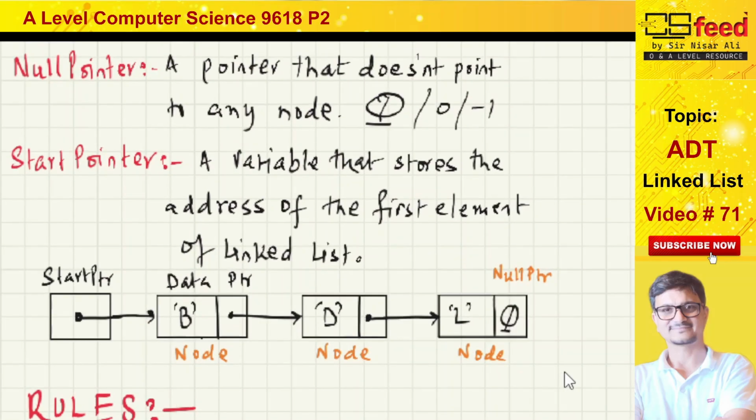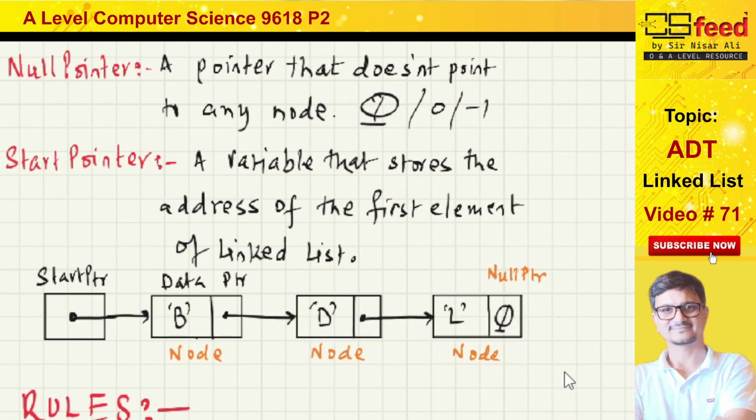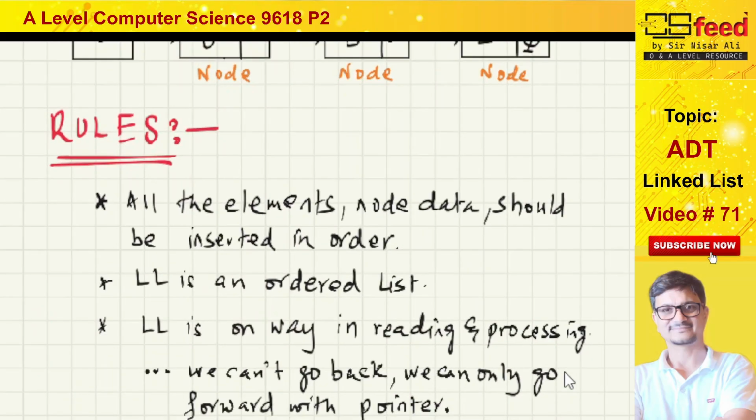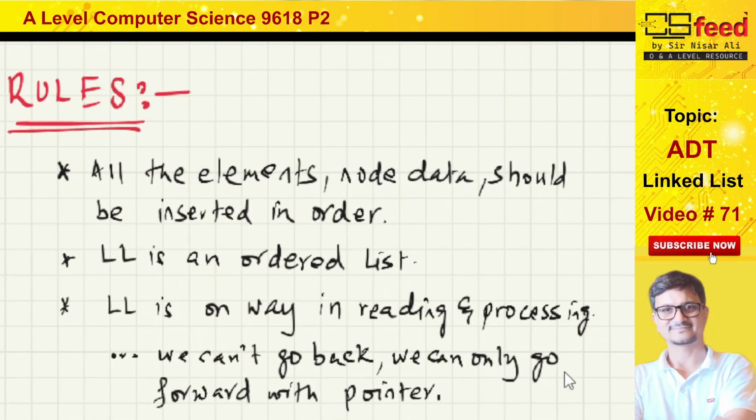Okay. Now this diagram shows all that we have just discussed. The start pointer, you can see, is pointing to the first node, and this node has B, the data, and then it has the pointer that points to the next location where the other data is stored, and that is D. Then this D is the data, and then there is an address which is a pointer to another node, which is L, and that node has a null pointer that shows that this linked list is ending here.